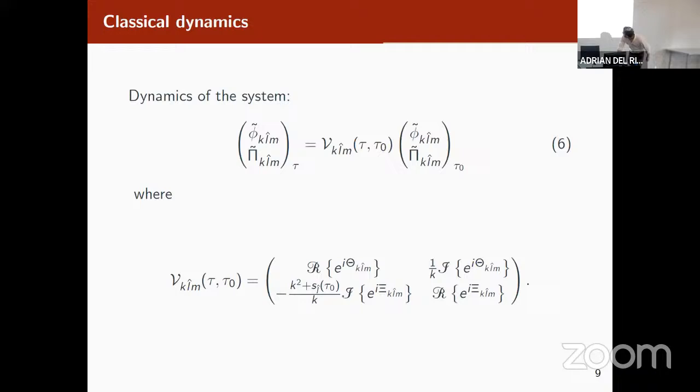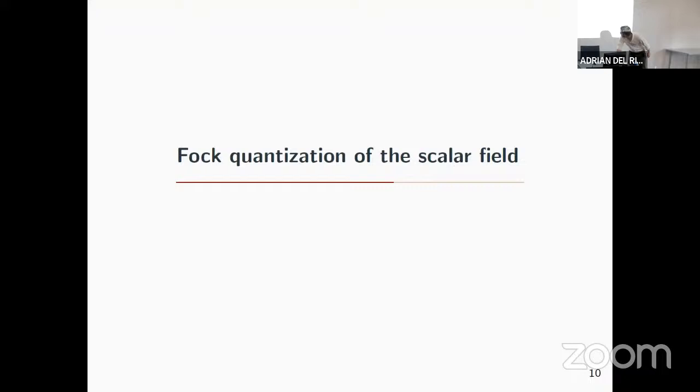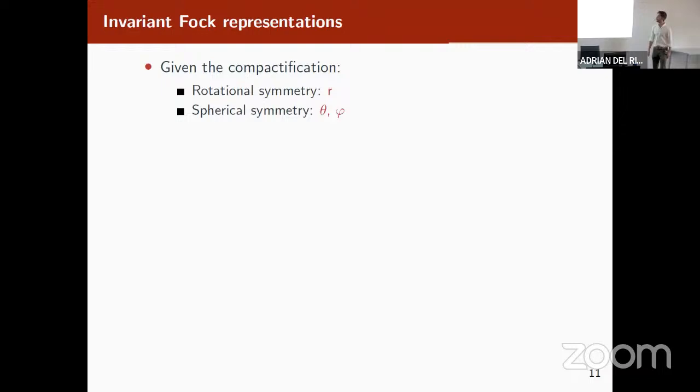So now the dynamics can be written as a matrix form, where we call this matrix B. And this is the explicit expression of that. Now we proceed to fully quantize the system. So as I said, the criterion is based on the preservation of the spatial symmetries. So we're gonna count for one moment which symmetries we have. So in the radial component, we have rotational symmetry, and in the angular part, we have spherical symmetry.